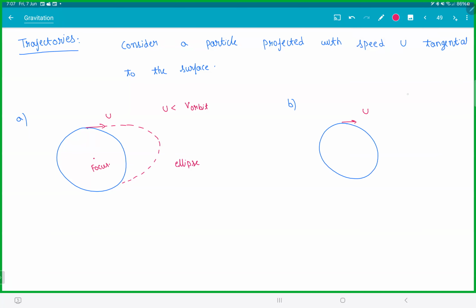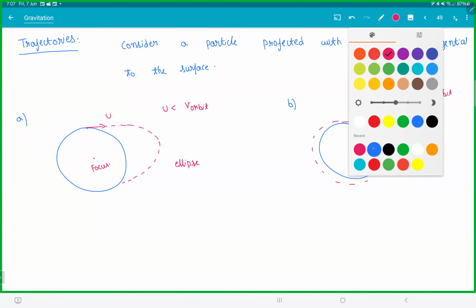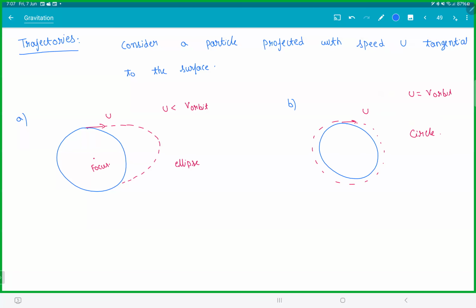If you launch with u equal to exactly v orbit, you will go in a circle. There is no need to prove this. We can actually prove it with the velocities. We can get eccentricity in terms of velocities. We'll not get there, it's too much maths.